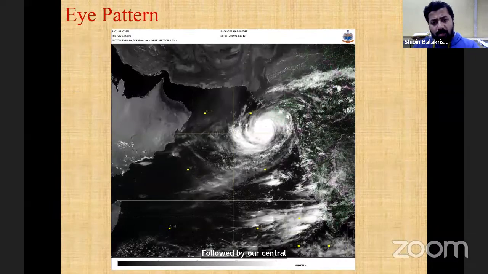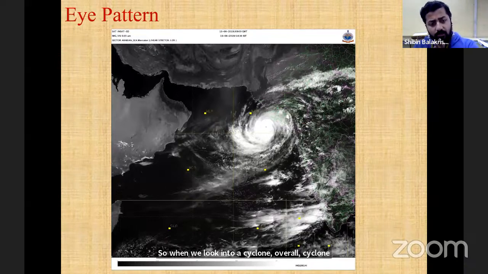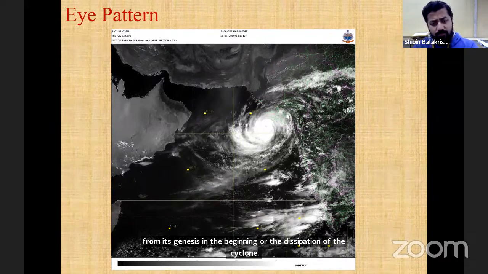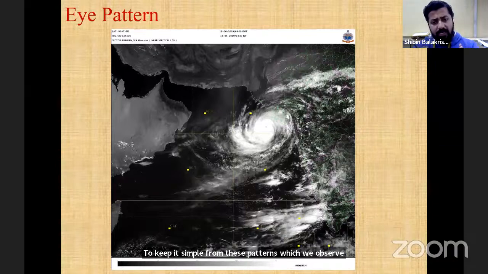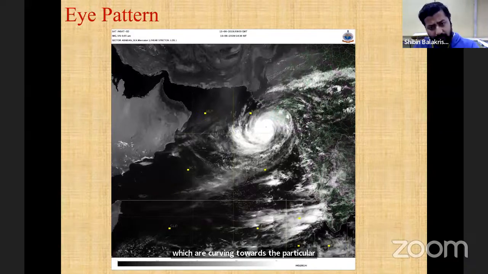When we look at a cyclone overall, right from its genesis till the weakening or dissipation, if I have to categorize the formation of the patterns with respect to the cyclone, in the early stages of tropical cyclones you see the curved band pattern. The curved band pattern is seen where you have cloud bands curving towards a central low level cyclonic circulation. Then you have the shear pattern.